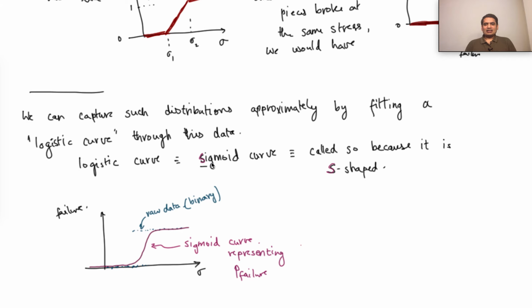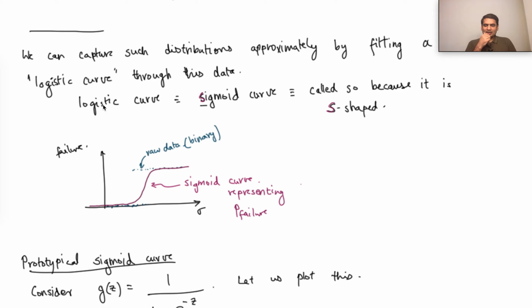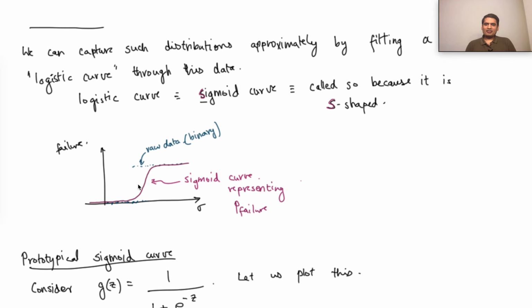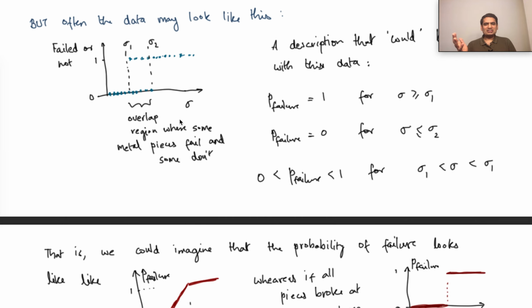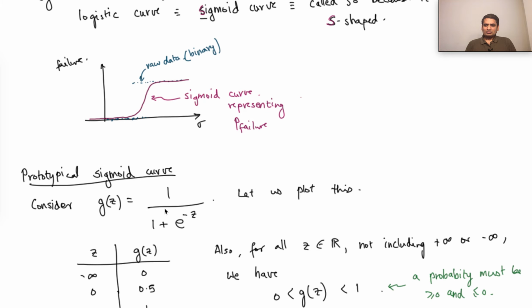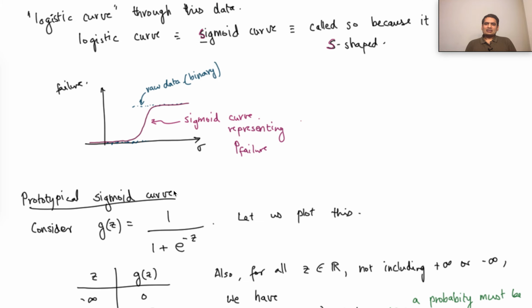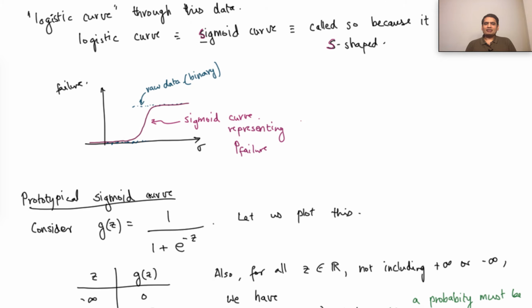In any case, it's also called a sigmoid curve, like I said. And trying to fit curves like this to data that looks like this is basically what's called logistic regression, because you're fitting a logistic curve. Okay. So we'll stop there for this video and then pick up the mathematical details in the next video.